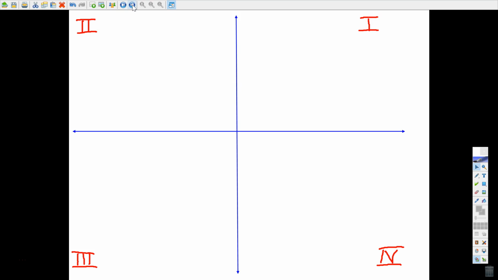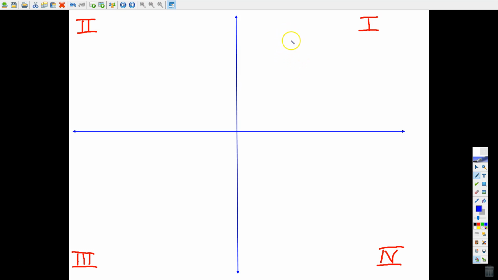We need to set this lesson up by taking a look at the coordinate plane and the four quadrants, as I've labeled them here, quadrants 1, 2, 3, and 4. And just a quick review of the signs of the ordered pairs within each quadrant. And then we're going to make a connection to the signs of trig ratios within each quadrant.